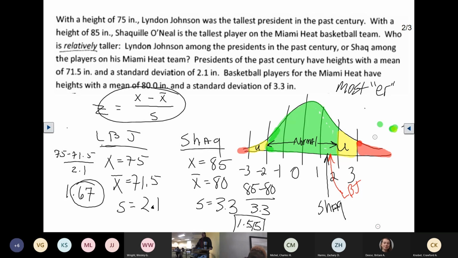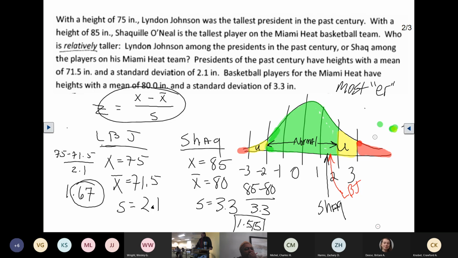Taller, wider, faster, shorter, whatever the case may be. Well, shorter would be the most inside because it depends on whether it's asking for the positive ER or the negative ER. Shorter would be towards 0. Okay?